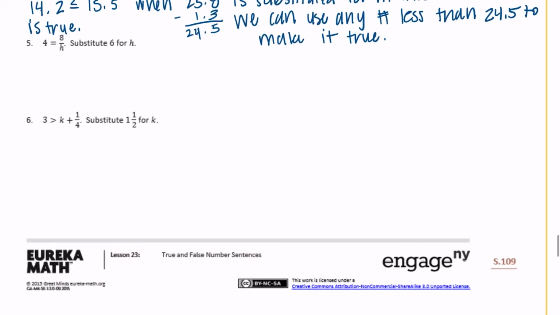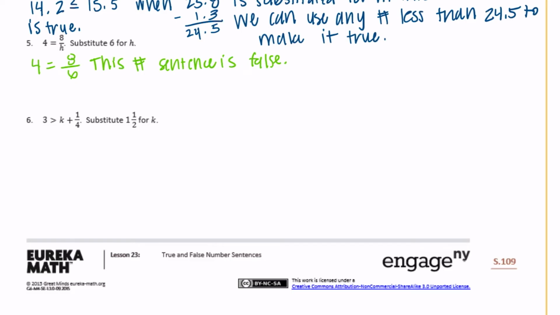Number 5. 4 is equal to 8 over h. Let's make h 6. So 4 is equal to 8 over 6, 8/6. That's not going to be true. So let's say this number sentence is false. So we know it's false.